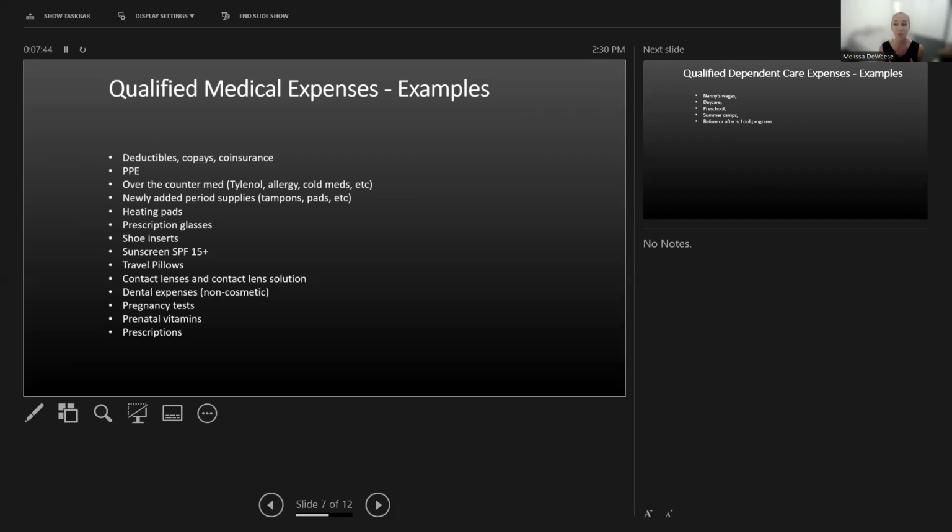Pregnancy tests, prenatal vitamins, and other prescriptions. This is just to name a few.